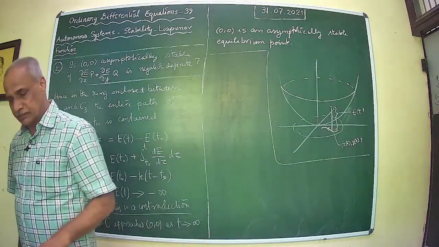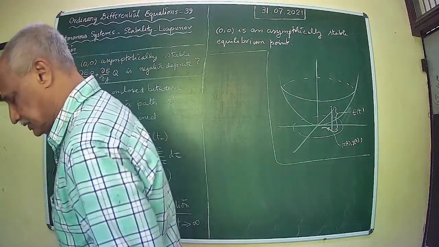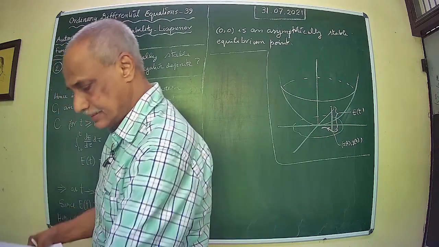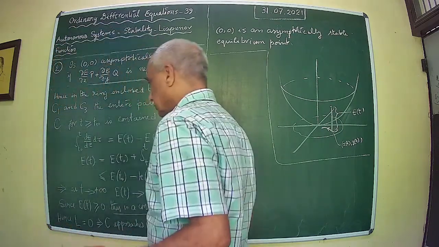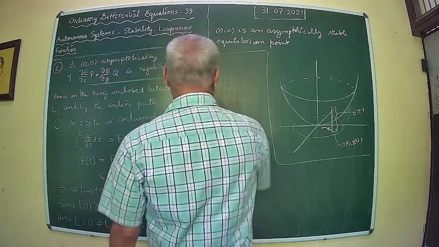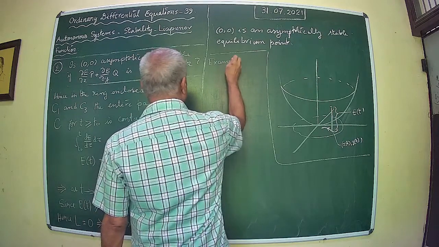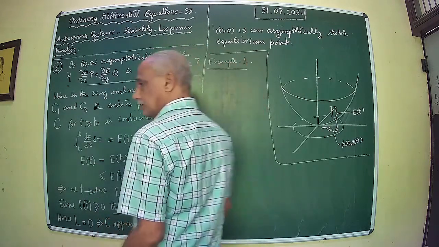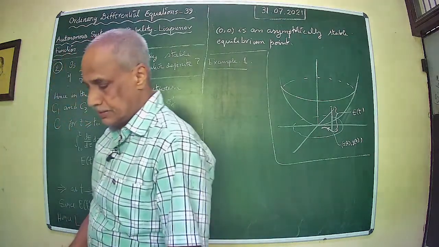Now we can look at some examples. It's quite easy to work out. These are very simple examples. Okay, let's take the first example. Now investigate some examples. First example. The first example is this.